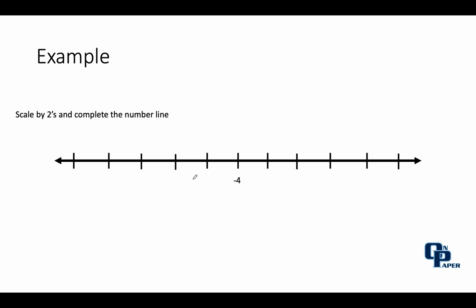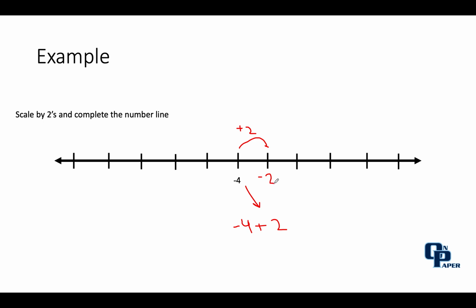So if we start with a negative number, right here we see negative 4. Again, if we move right, we are going to add. We are going to add by 2. That's what it tells us to add. So in this case, we would type in negative 4 plus 2. And that will get us a negative 2.